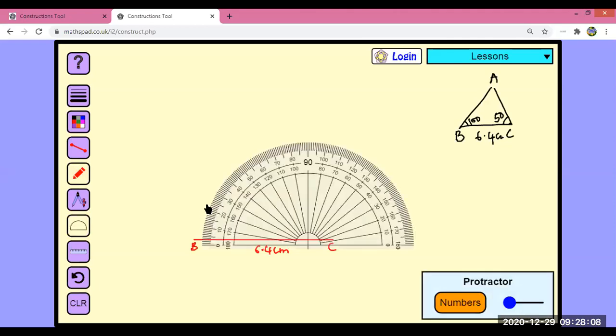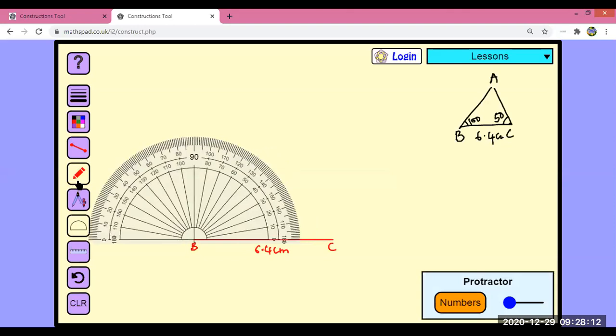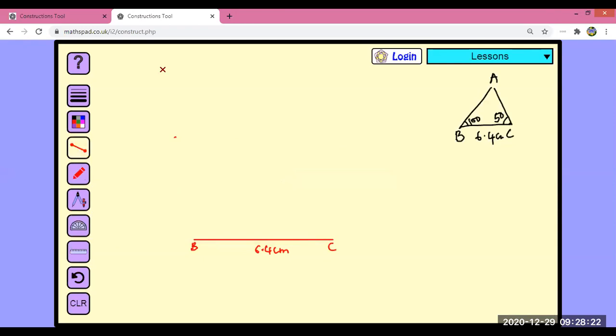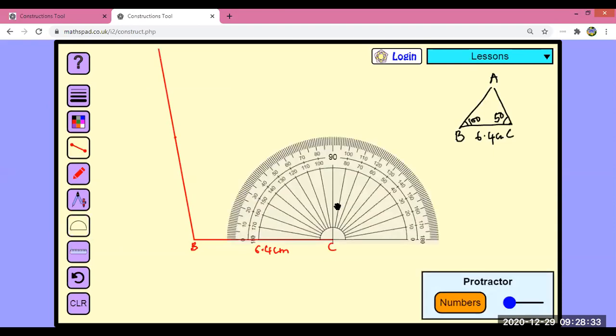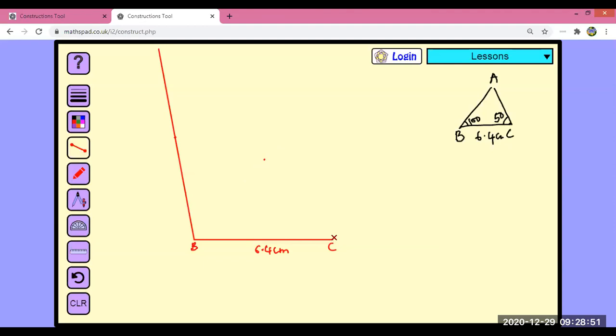On the point B, we need to draw 100 degrees. So mark the point 100 degrees over here. This is 100 degrees. And we join that point to point B and extend it further. Next we place the protractor such that the center is on point C and mark 50 degrees. Over here, this is 50 degrees. And we join point C to this point and extend it further so that we get the triangle.